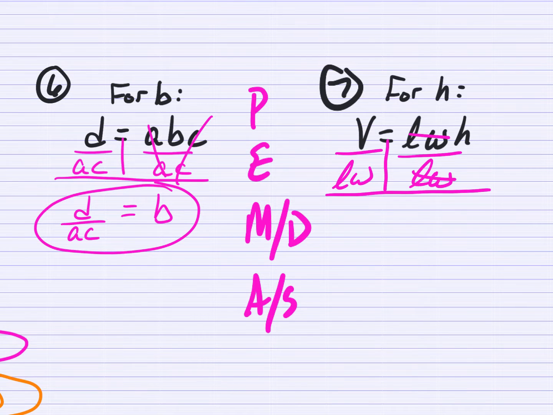Well, on the right-hand side, my L's and W's cancel out. I bring my h equals straight down. And on the left-hand side, that's a fraction. We normally reduce fractions, except this one doesn't reduce. So I have volume being divided by length times width.